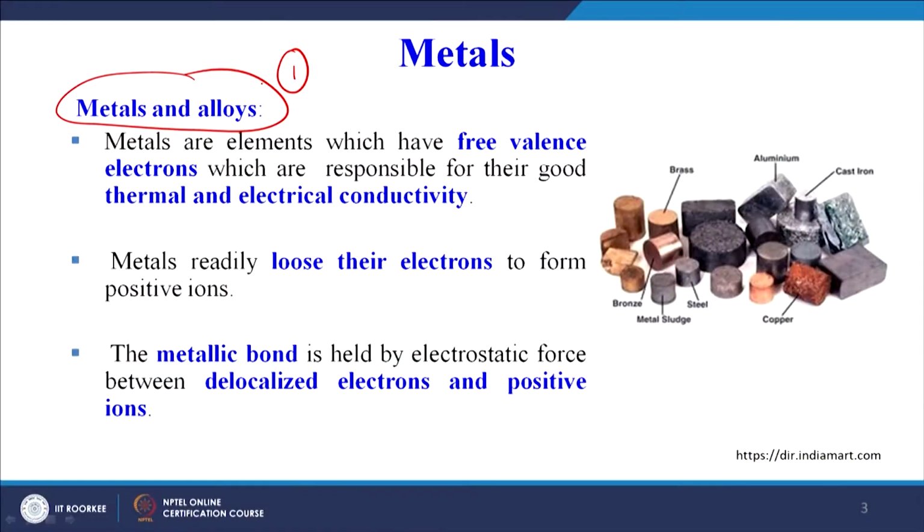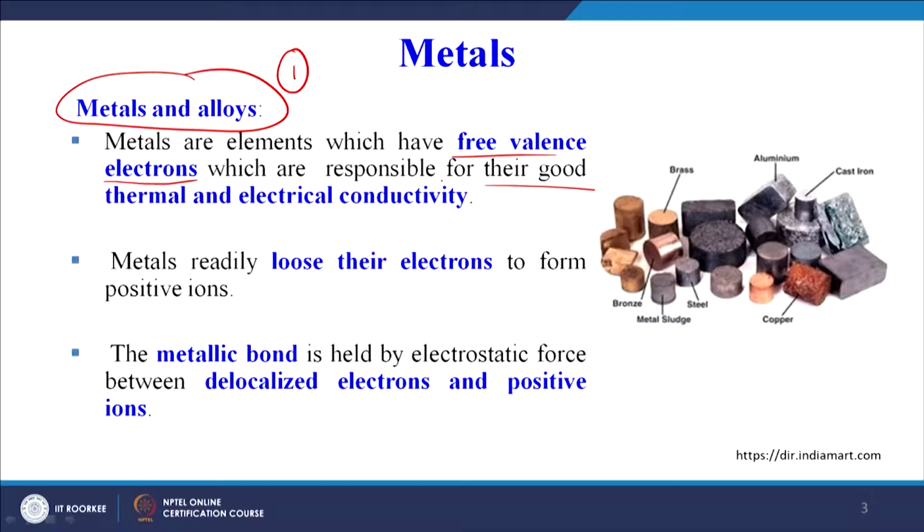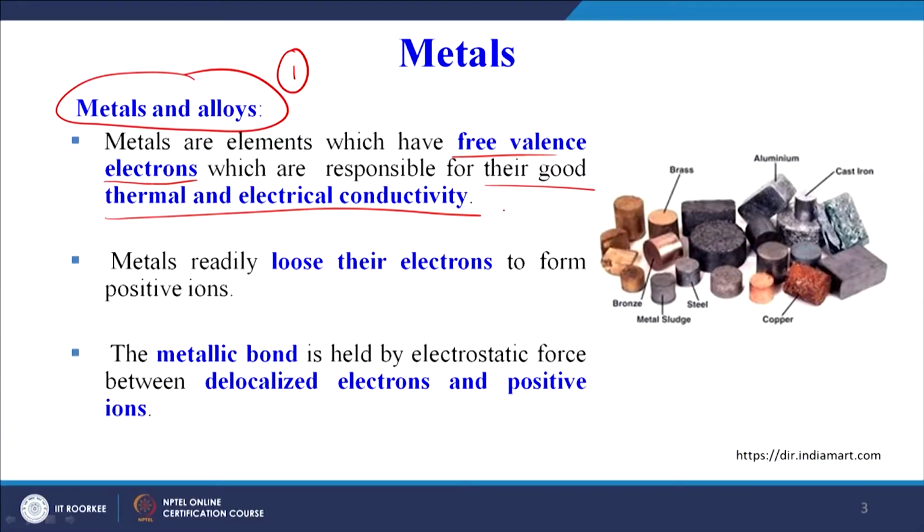on engineering materials. So, metals are elements which have free valence electrons which are responsible for their good thermal and electrical conductivity. So, this is from the chemistry point of view, free valence electrons, but from the mechanical engineering or application point of view, we need to understand that they are having good thermal and electrical conductivity, and therefore, the wires that are used for conducting the electricity are usually made up of metals. Metals readily lose their electrons to form positive ions. The metallic bond is held by electrostatic force between delocalized electrons and positive ions.